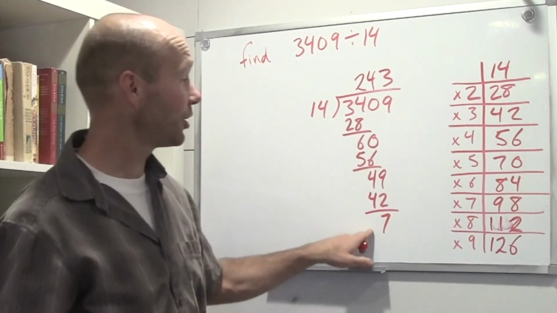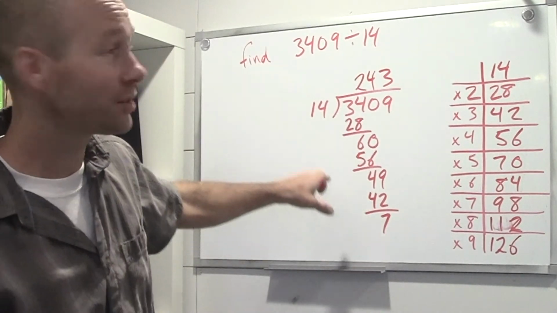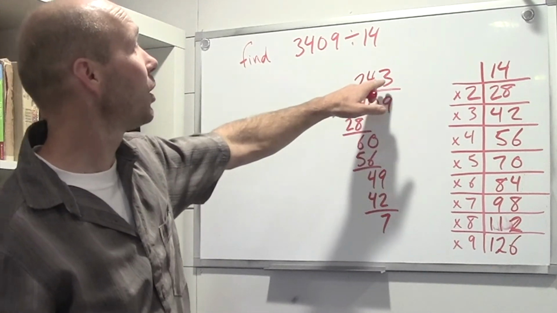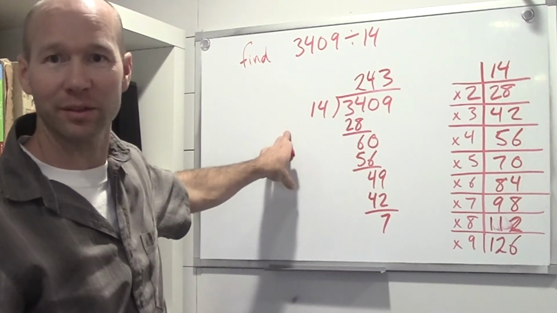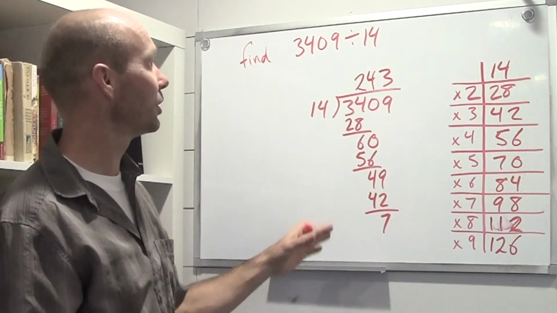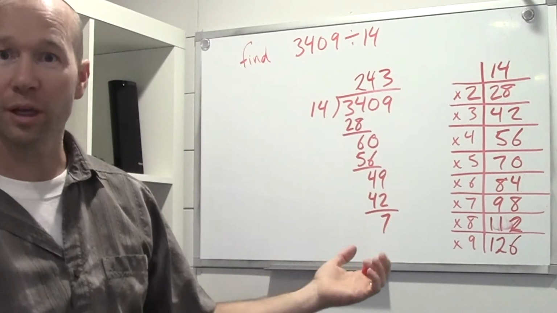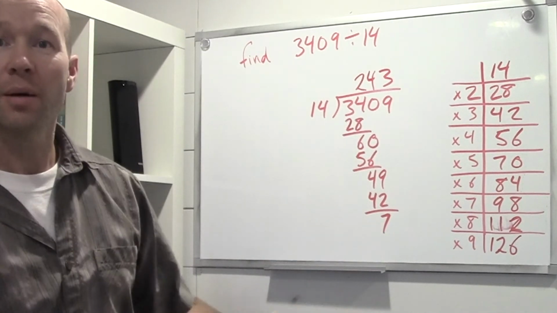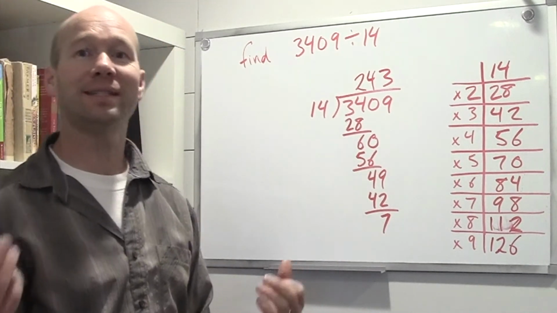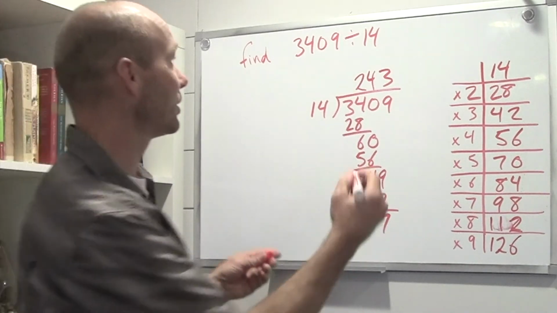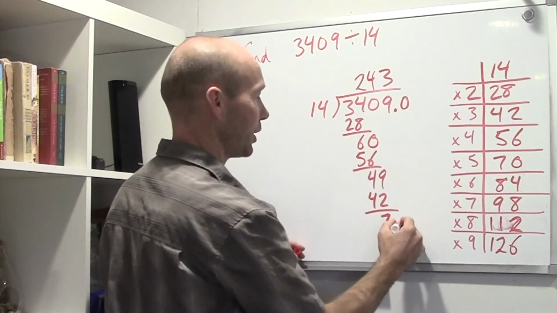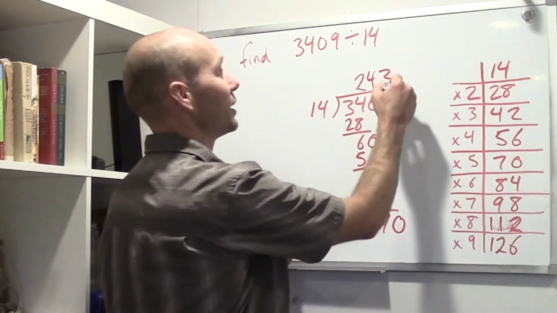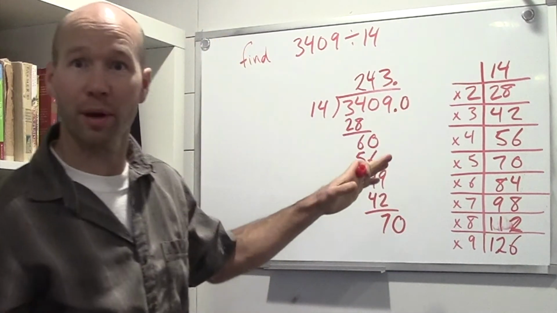Now at this point, we could stop and say that the answer is 243 and 7/14. That's a fraction. 243 and 7/14 would be a fraction to show this. How can we show this as a decimal? Yeah, we can just add a 0. So we're going to add a decimal and 0, and I'm going to bring that 0 down. I'm going to add a decimal because I'm going to show my place value.